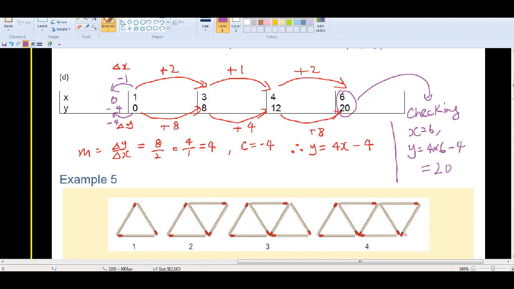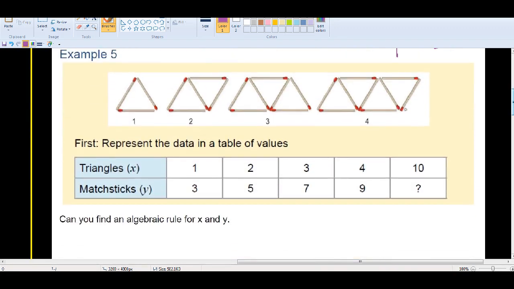And you can do the tracking as well, and it will give you 20 when you put x equals 6. So you'll get the answer. Alright, not the most difficult one. Alright, let's see a pattern.